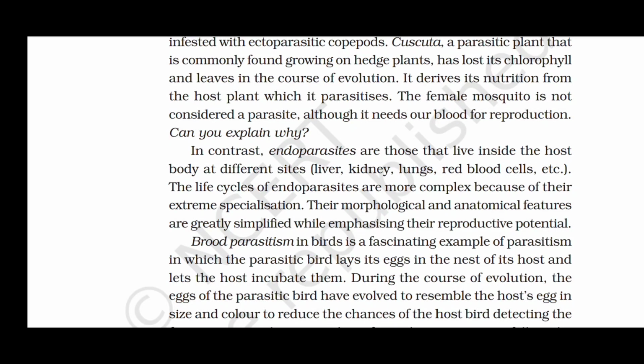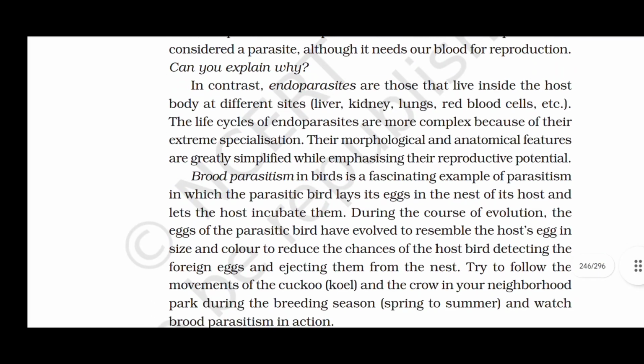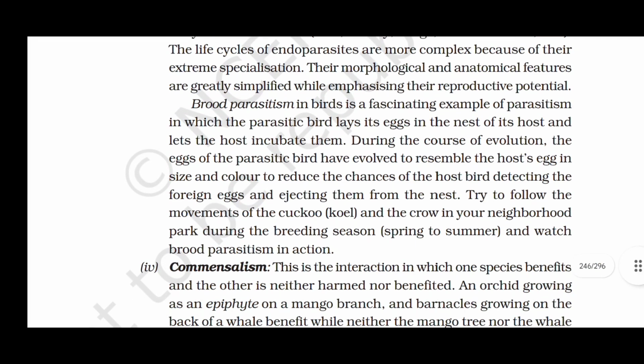Parasitism in birds is a fascinating example of parasitism in which the parasitic bird lays its egg in the nest of its host and lets the host incubate them. During the course of evolution, the eggs of the parasitic bird have evolved to resemble the host egg in size and color to reduce the chances of the host bird detecting the foreign eggs and ejecting them from the nest.